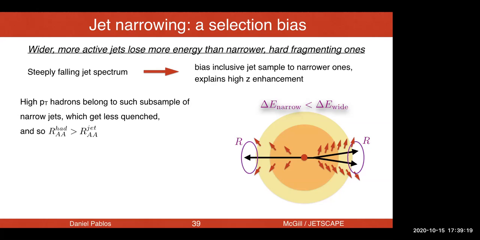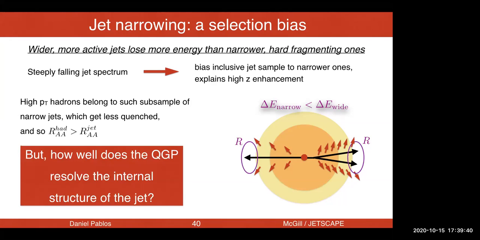pretty clear. Jet fragmentation functions, hadron spectrum, and jet spectrum are of course not independent objects. We make an interesting connection between them, and you can understand that the high Z enhancement is a key part of our understanding of hadron suppression itself.